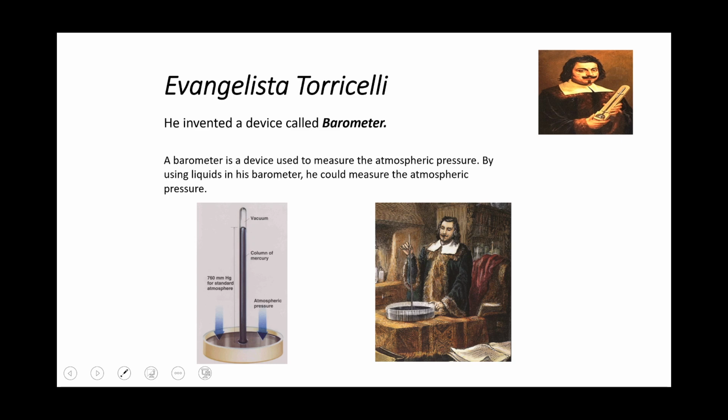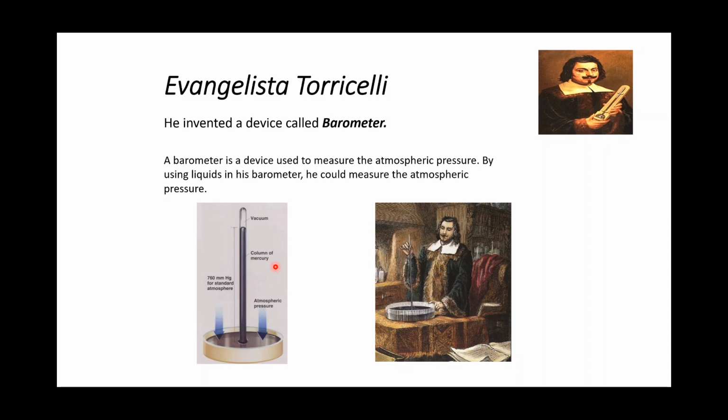The leading pioneer behind that is Mr. Torricelli, an Italian scientist and physicist, who invented the barometer. A barometer is a device that measures the atmospheric pressure. It gives a value, it quantifies the atmospheric pressure, which is the result of air pressing on us here on the surface of Earth.